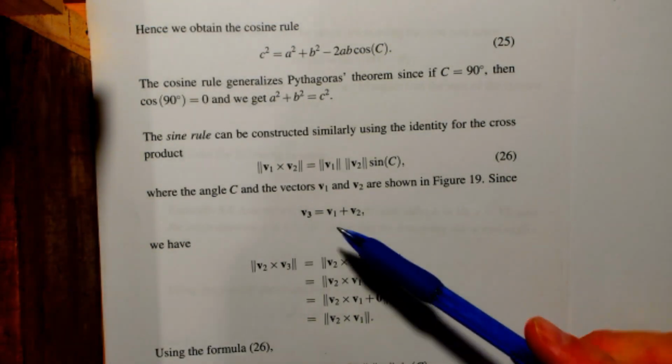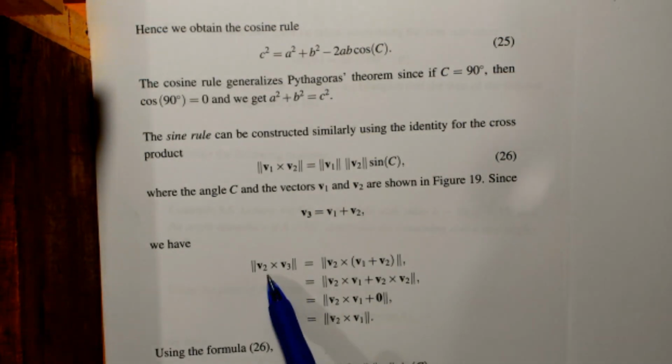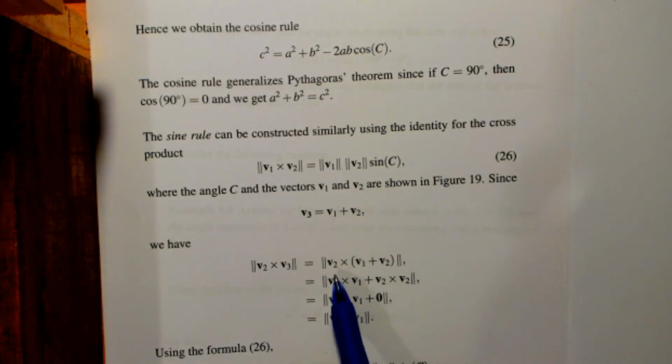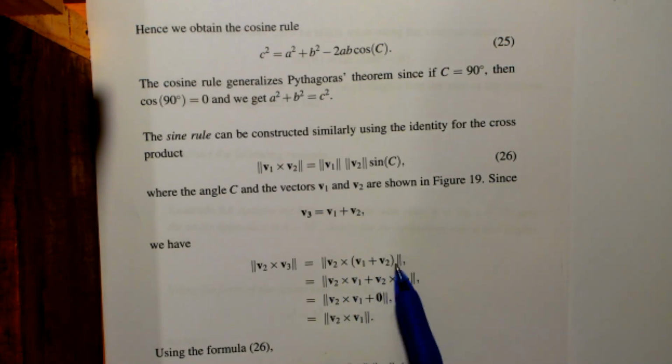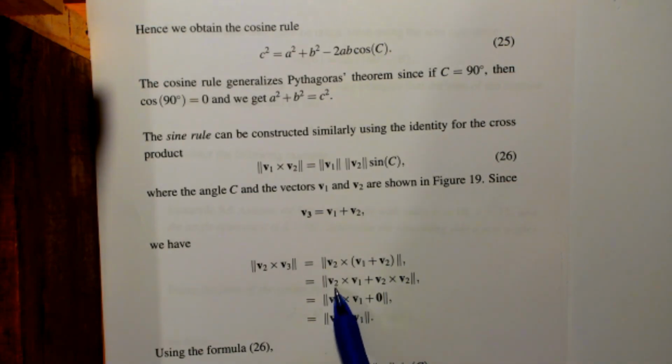Alright, so V3 is V1 plus V2, so we have the norm of the cross product of V2 and V3 equals the norm of V2 cross (V1 plus V2). Okay, now we expand that cross product. The cross product of these two gives us V2 cross V1 plus V2 cross V2. Now, the cross product of a vector that is parallel to another vector must be 0. And so, of course, V2 is parallel to V2, so we get 0 for that. So this is just the norm of V2 cross V1.